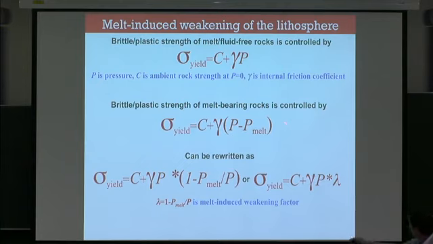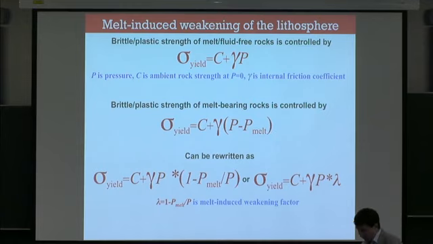Now we can just try to modify this expression so that it looks like the previous one. So we are introducing this factor, which corresponds to the reduction of strength of the lithosphere at the moment of melt percolation, which I call here lambda, which is 1 minus pressure melt over pressure total. So it's my melt-induced weakening factor.